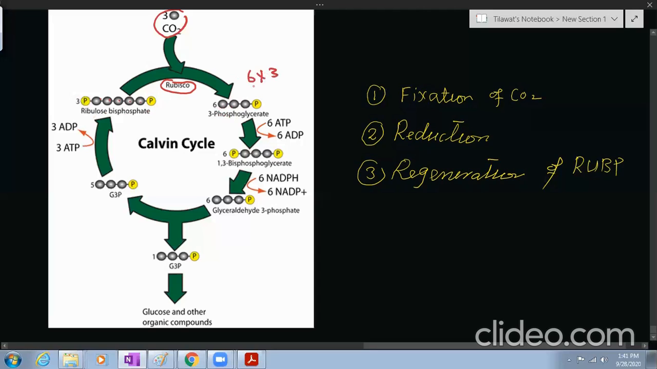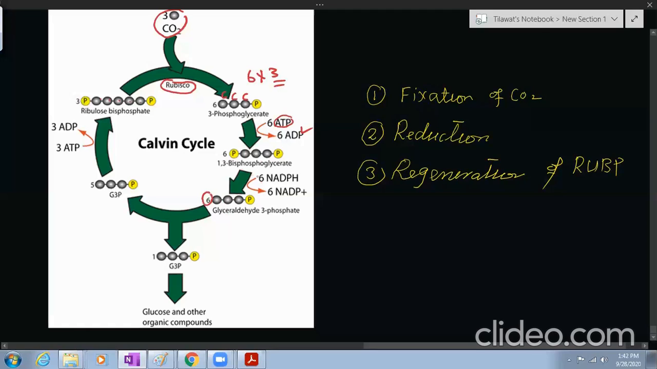6 multiplied by 3, right or no? Each molecule has how many carbons? 3. 1, 2, and 3. Am I clear? Then that 3-phosphoglycerate converts into 1,3-biphosphoglycerate. Why? Because here the ATP that came from light reaction is utilized and converted into ADP. Am I clear? Then 1,3-biphosphoglycerate converts into what? That converts into glyceraldehyde 3-phosphate. Still we have six molecules.